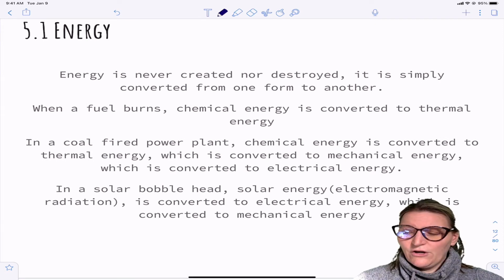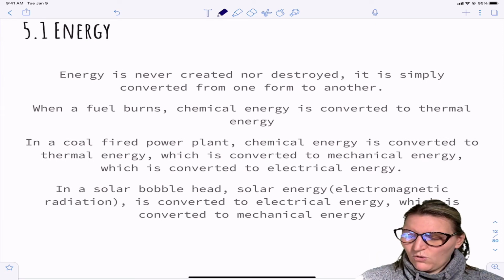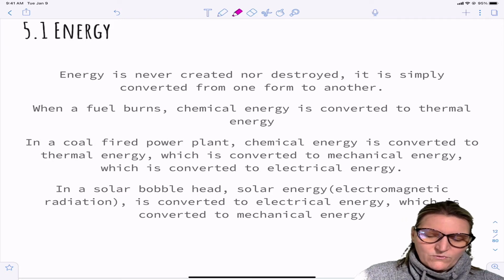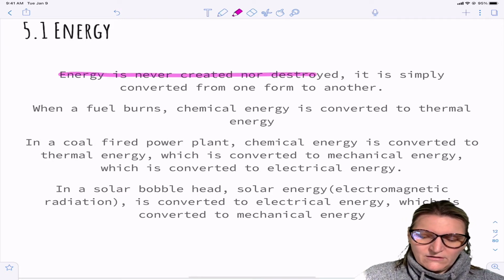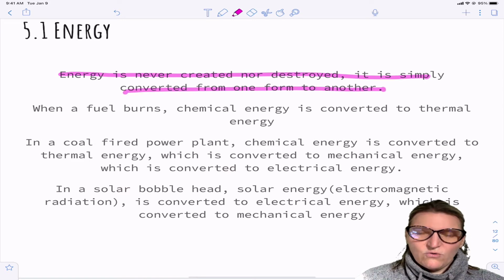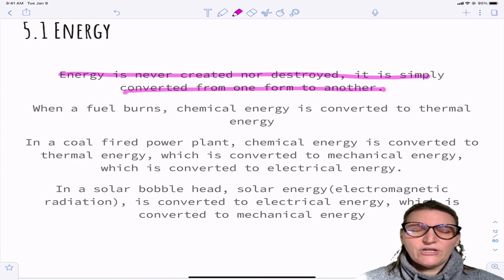So here's, kind of, wrapping this whole introductory piece up. We get one of our biggies: energy is never created nor destroyed, the conservation of energy. Also, we have the conservation of mass, and then physics tells us that mass and energy are really two different sides of the same coin. But energy is never created nor destroyed. It's simply converted from one form to another.